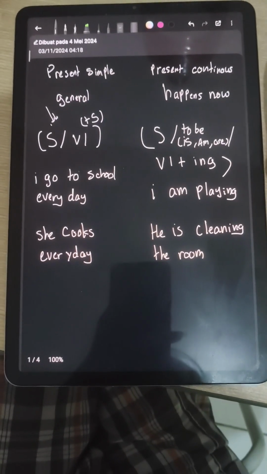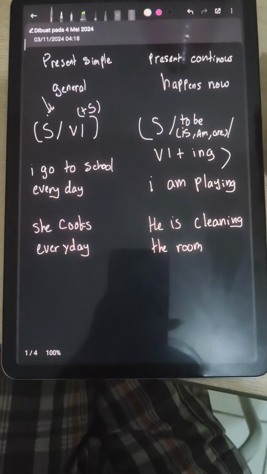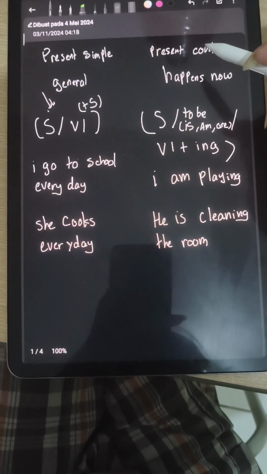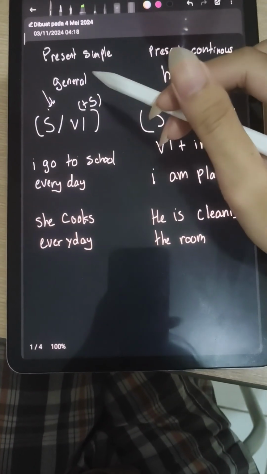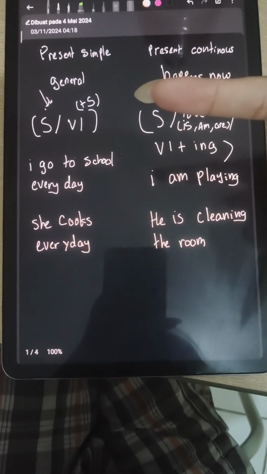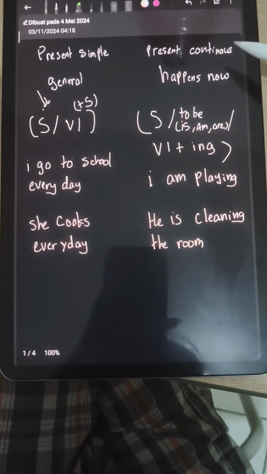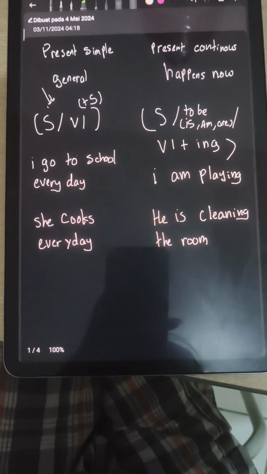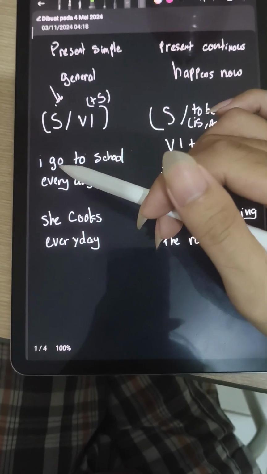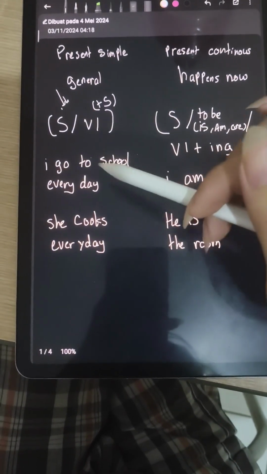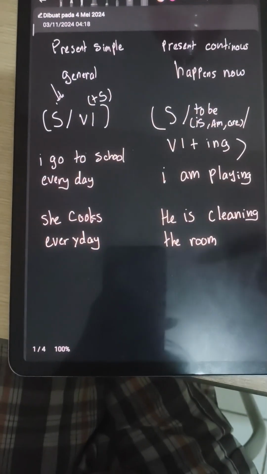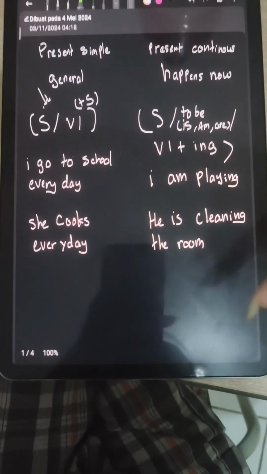Hello, I want to give you an in-depth guide of present simple versus present continuous. What's the difference? Present simple is something general that you do every single day, happens every day. Present continuous, it's happening right now, happens now. So this is the example of present simple. I go to school every day. She cooks every day. Something that you do every single day.